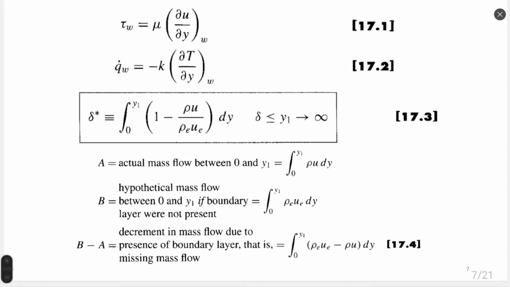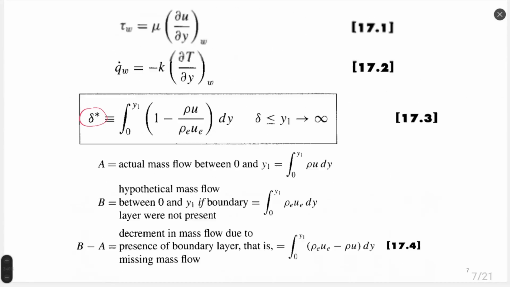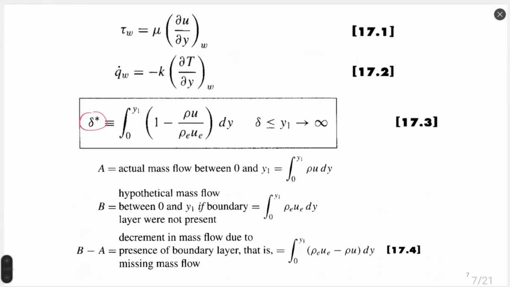another property to quantify the boundary layer, velocity, thermal boundary layer, and others, is the so-called displacement thickness, presented here, delta asterisk. What is the displacement thickness? There is no image. Okay, I will draw you on the side.